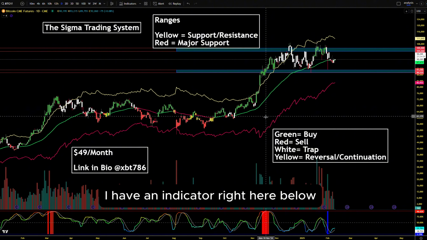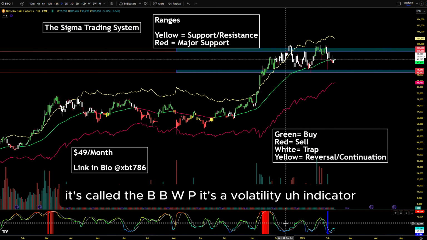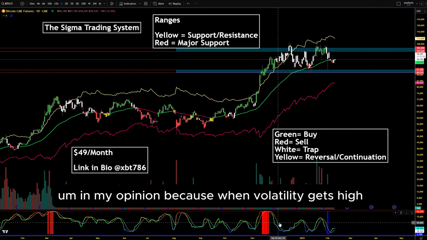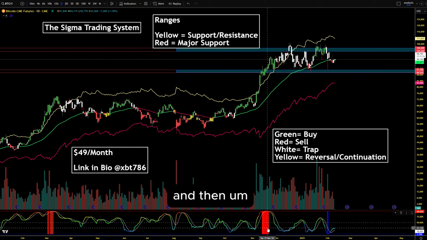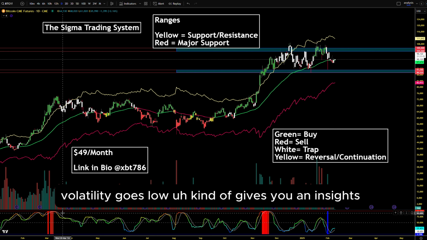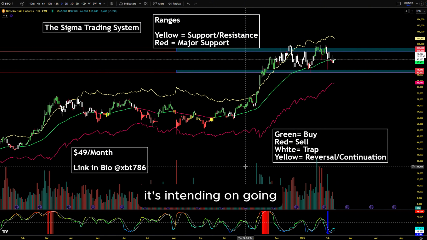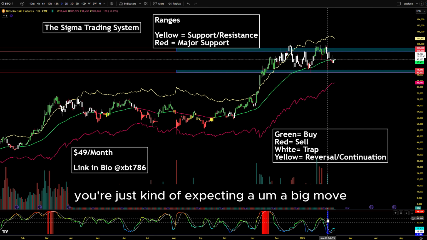I have an indicator right here below, but this is free for anyone to get. It's called the BBWP. It's a volatility indicator. It's pretty good in my opinion, because when volatility gets high, you have a move that's being exhausted, and then volatility goes low. It gives you insight into where the price is, might not be the actual direction it's intending on going. And then when you get something blue like this, you're just expecting a big move.